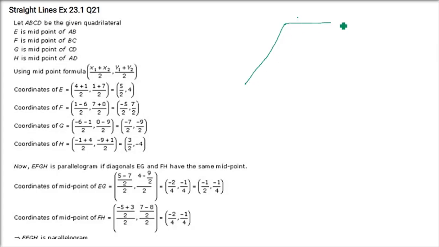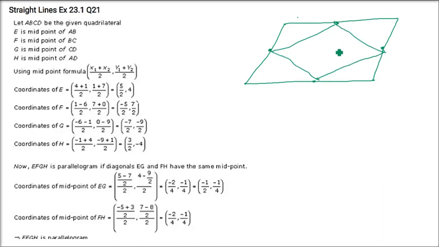Now we are making another quadrilateral. Let me make the original quadrilateral. So this is the midpoint of the sides of the original quadrilateral. If we join the midpoints of the sides, then the figure which will be formed, we have to prove it to be a parallelogram.